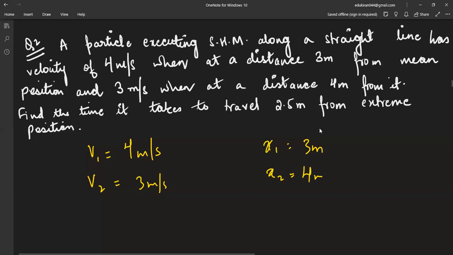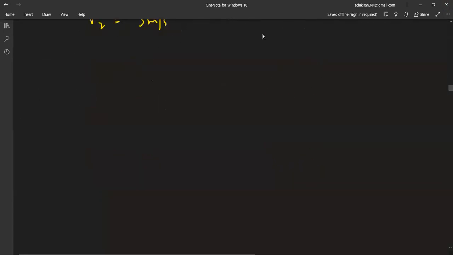In the previous question, we had the discussion that time was mentioned, 1/3 second. So in velocity also we had seen two equations. One was with respect to position, one was with respect to time. Now this is a question of position. So we will put V is equal to omega under root a square minus x square. This is the equation. So two equations we'll have.